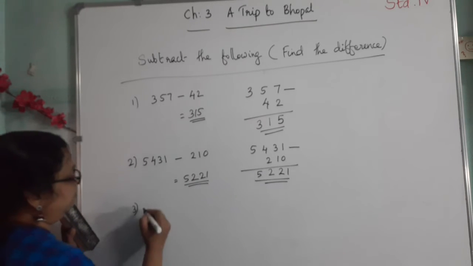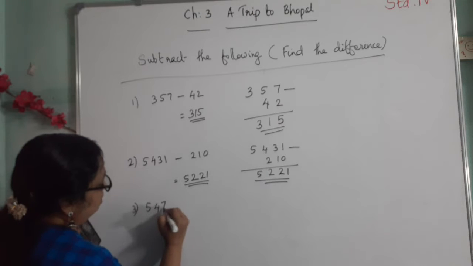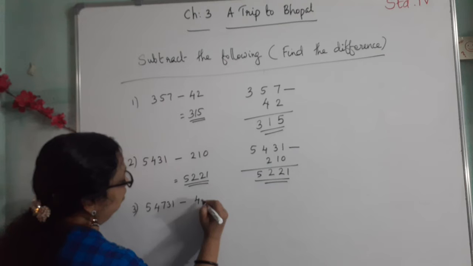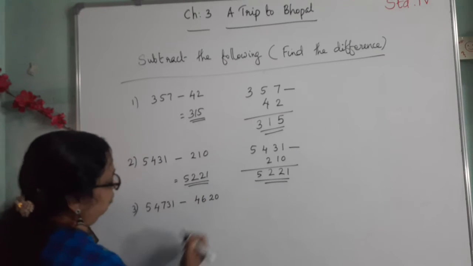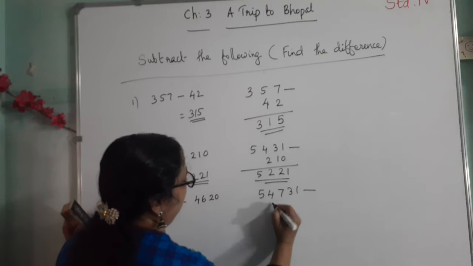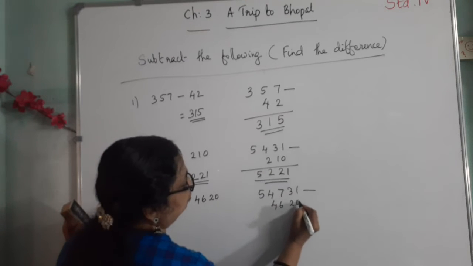And third question, 54731 minus 4620. That is 54731 minus 4620.